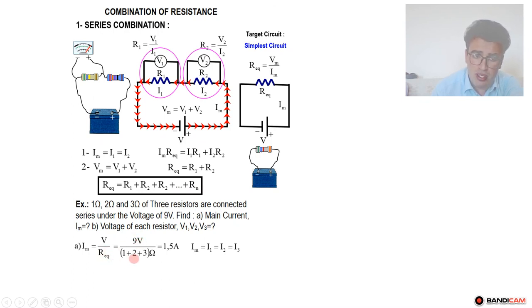The R equivalent, you will take the summation of them. 1 plus 2 is equal to 3, and 3 plus 3 is equal to 6. Now, 9 divided by 6 is equal to 1.5 ampere. So the main current is equal to 1.5.